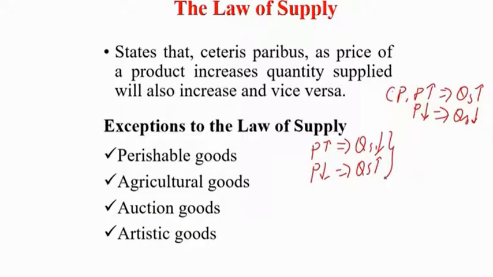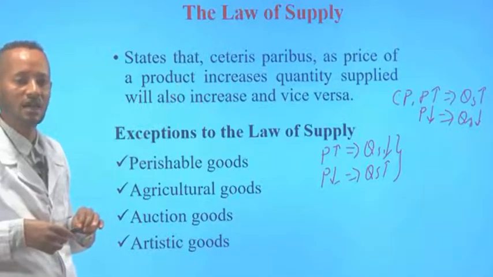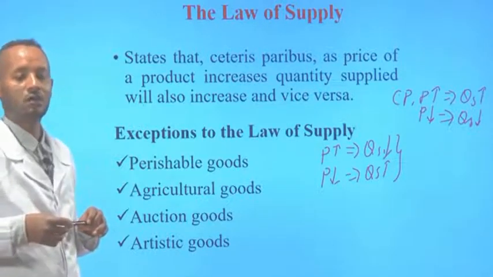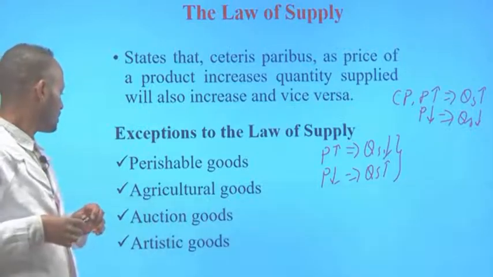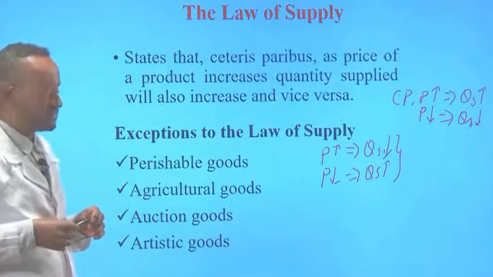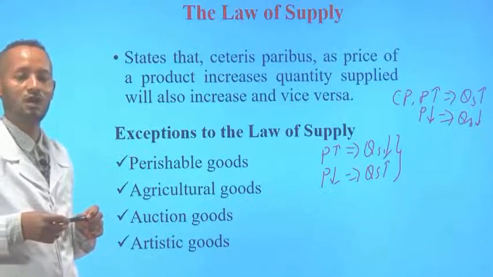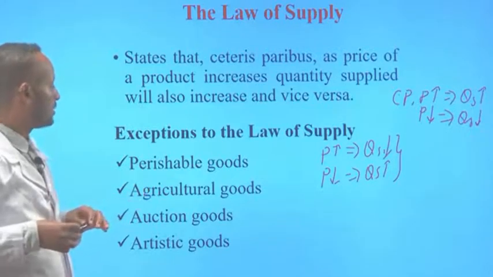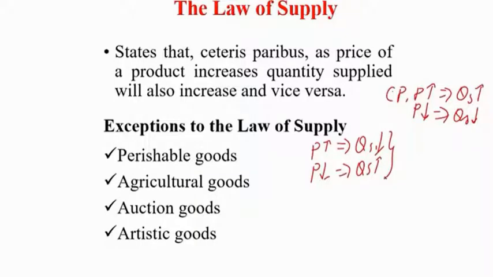Agricultural goods are against the law of supply. That means with an increase in price of agricultural commodities, quantity supplied will decline or it remains unchanged. And with the fall in the price of agricultural commodities, quantity supplied will increase or it remains unchanged. Auxiliary goods are against the law of supply. That means with the price increase in auxiliary goods, quantity supplied will decline or it remains unchanged. And with the fall in the price of auxiliary goods, the quantity supplied will increase or it remains unchanged.